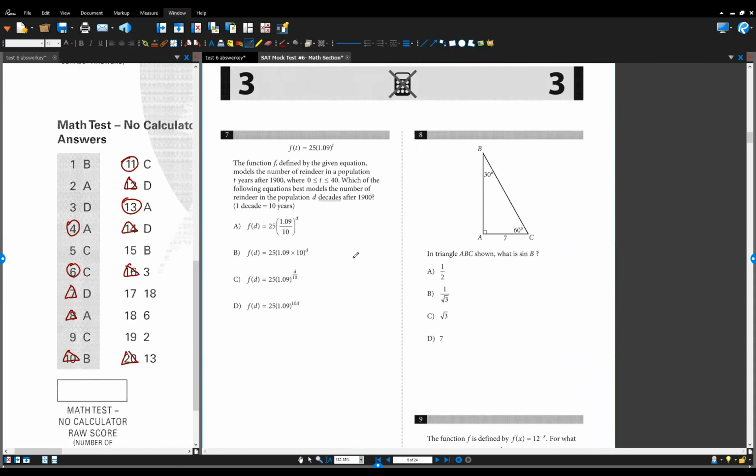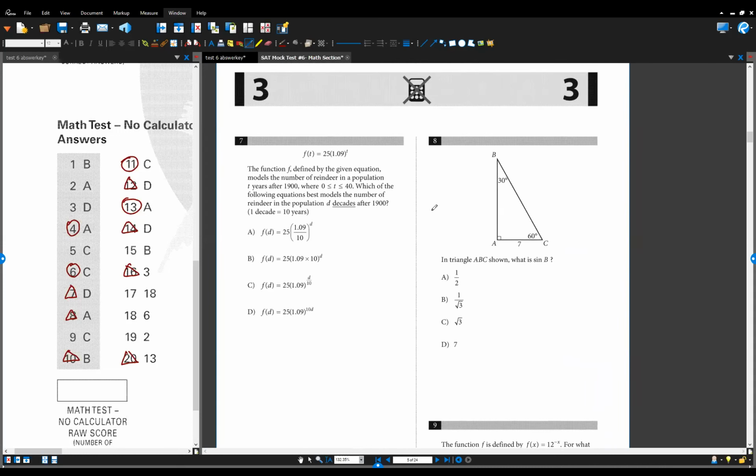Let's see number 7. Okay, we have exponential growth, right? So 9% is an increase rate. Okay, the proportion or factor is 1.09. This is growth rate, that is the increase. But this is the year. If you have a decade, what is a decade? 10 years. That's right, a decade is 10 years.